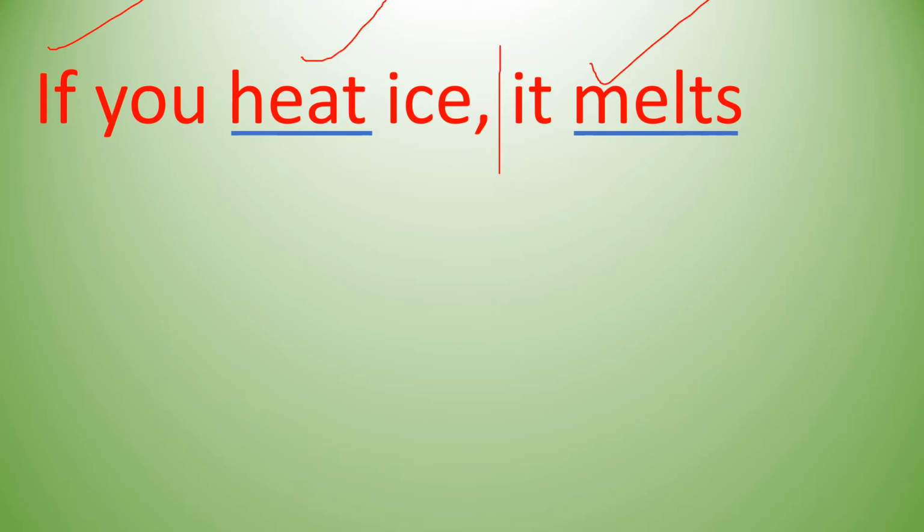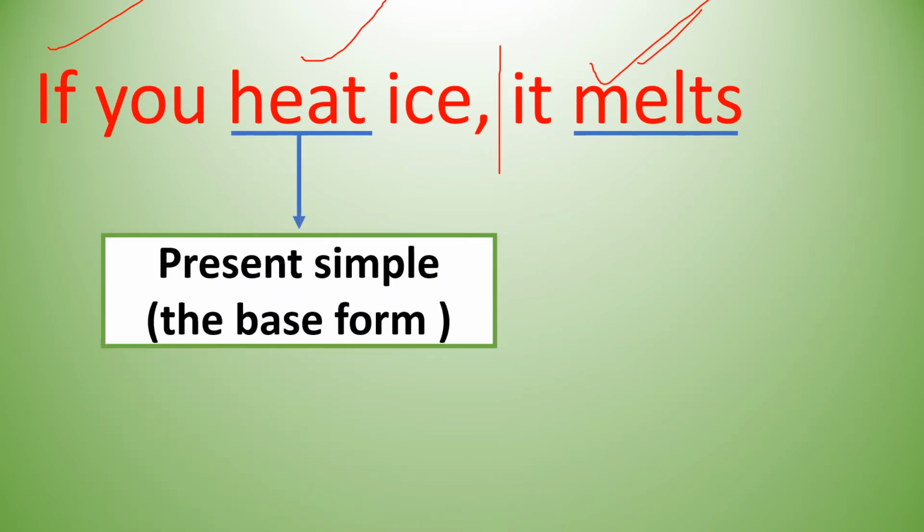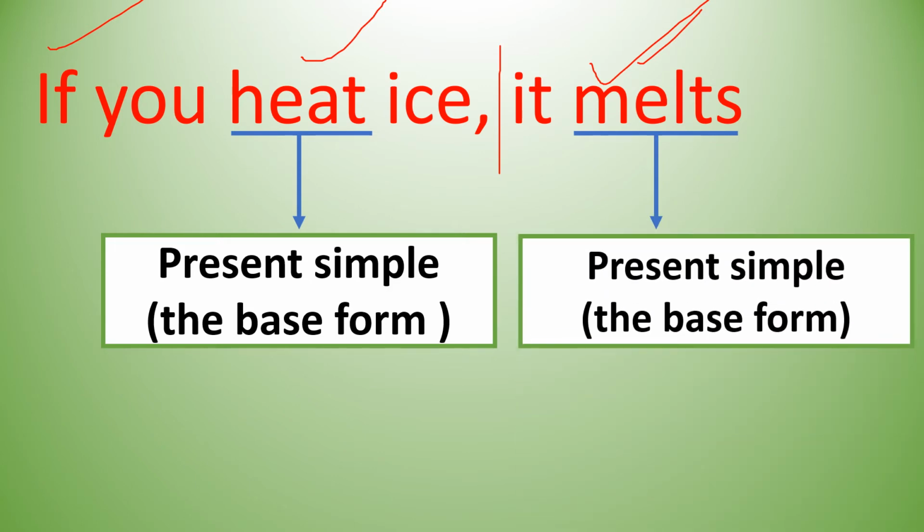Both verb forms, heat and melts, both are in the first forms. That means base forms. So here heat is in simple present or present simple. Melts is also in a present simple. This is the grammatical structure of a zero conditional sentence. We conclude that both clauses, subordinate clause and main clause, both have the base forms.